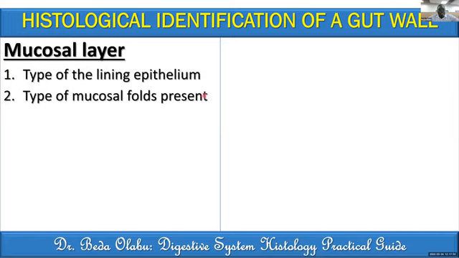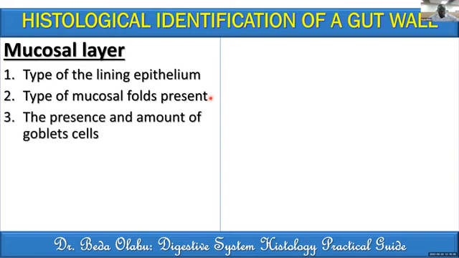The other thing that can guide you is the type of mucosal folds which are present. If you see longitudinal folds, think about esophagus or rectum. If you see villi, think about the small intestine. If you see rings of folds, think about small intestine as well. If you see rugae, think about stomach. So the type of mucosal folds will help.